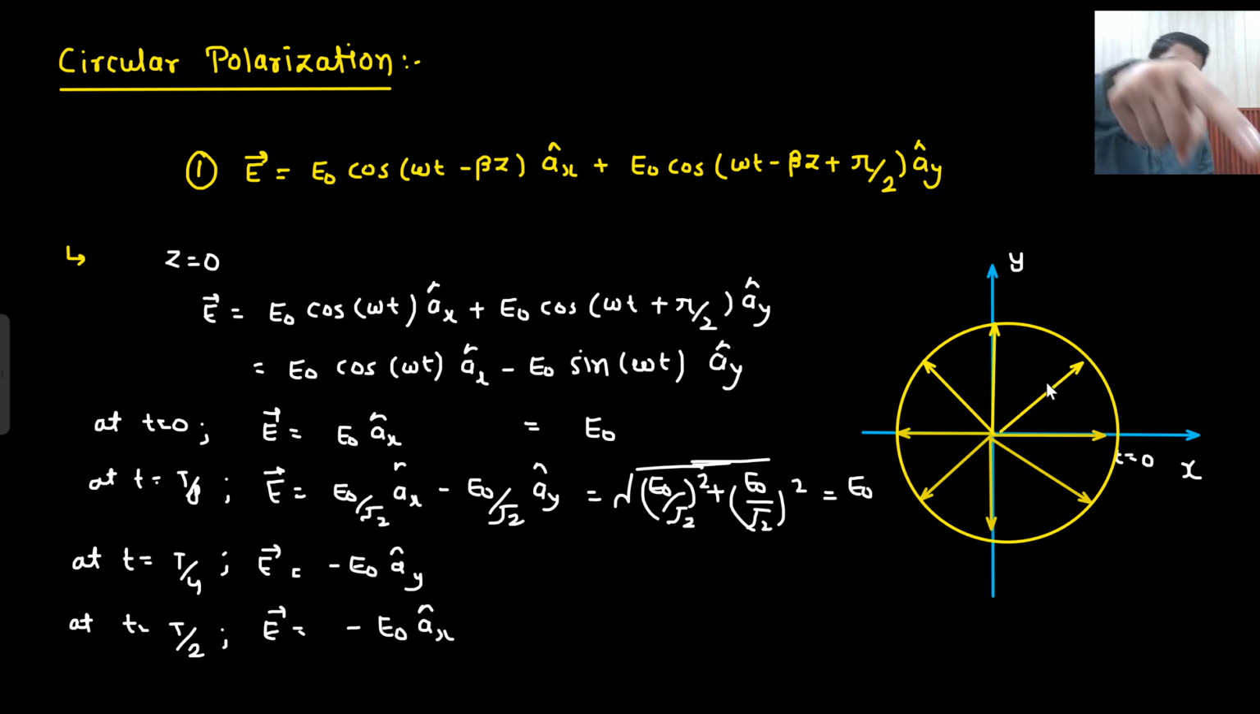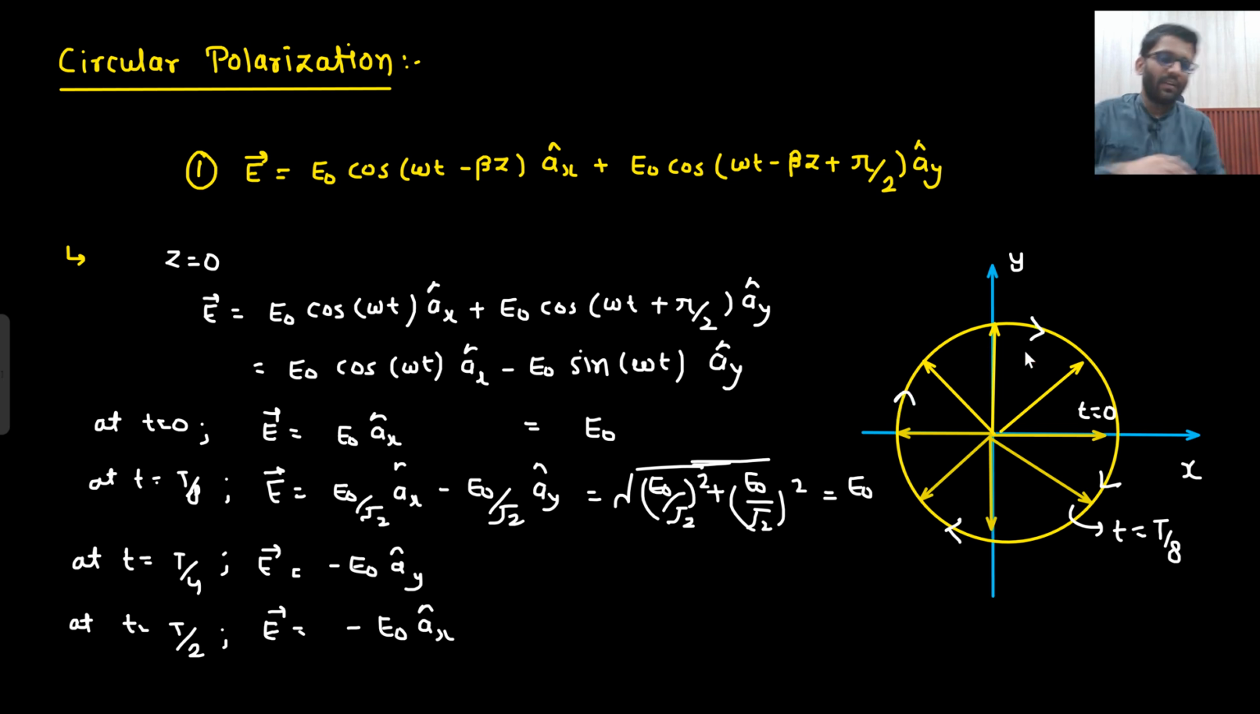So how are we moving? We are moving in this direction. At t equals 0, we started from here. Then at t equals t by 8, I came here. So how will I make my arrow? I am walking in this direction. So this is how I will make my arrow.